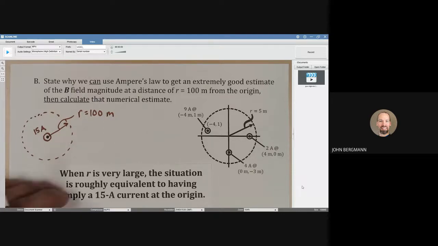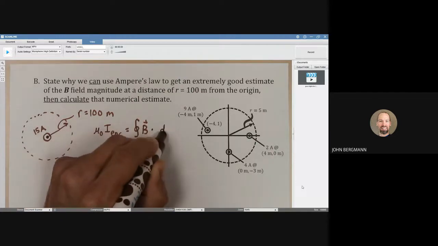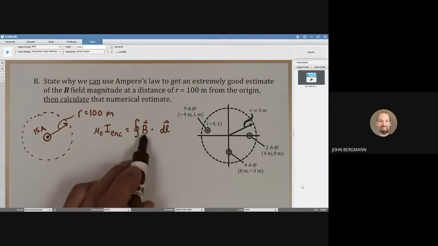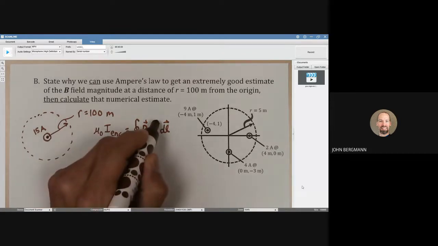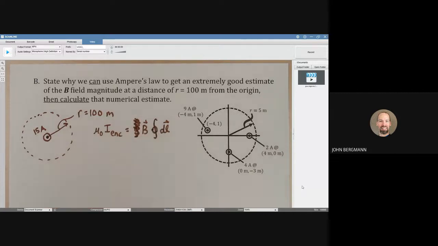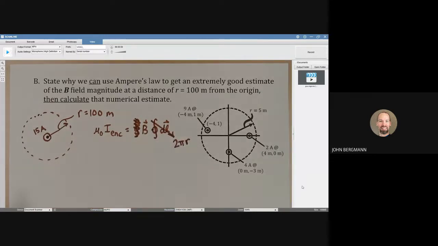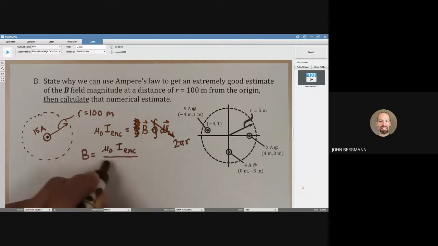So let's use Ampere's law. Mu naught I enclosed equal to that integral right there. And we said that when we're 100 meters away, the magnitude of the magnetic field for each point around the loop is pretty much the same, which means B can be considered a constant, which means I can move that integral sign over there. And we said when you integrate around a circular Amperian loop, it's just 2 pi r. So what's the magnitude of the field? It's going to be mu naught times the I that's enclosed divided by 2 pi r.